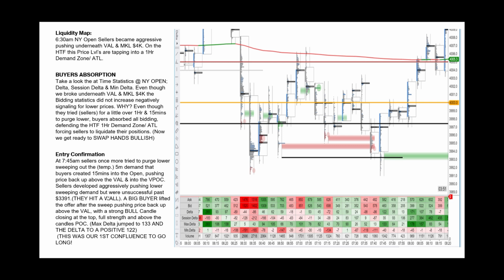They hit a wall. A big buyer lifted the offer after the sweep, pushing price back up above the value area low with a strong bull candle closing at the top. Okay. So what I mean by that is sellers pushed price down. We swept out this low.